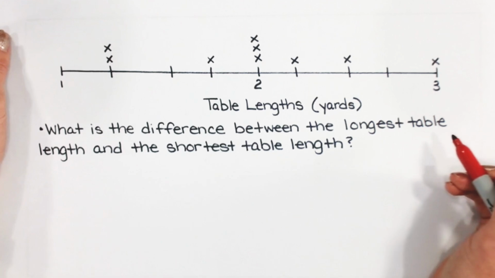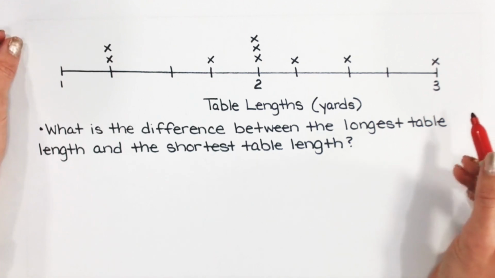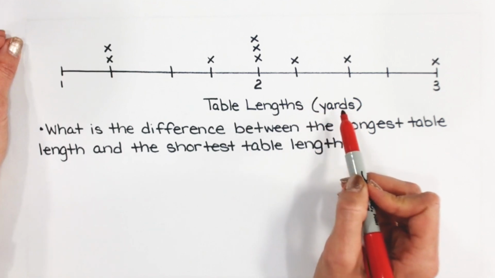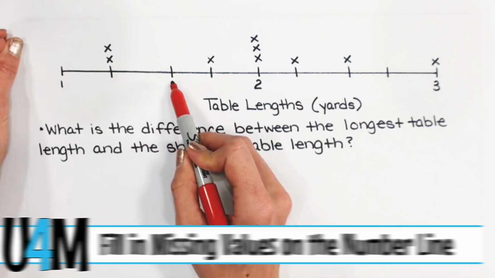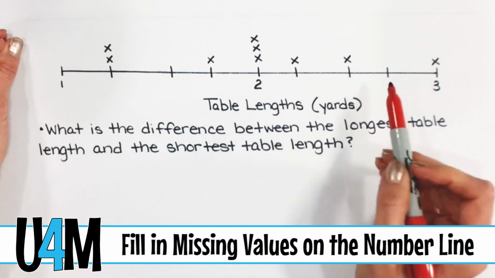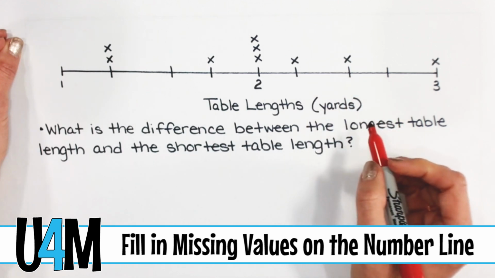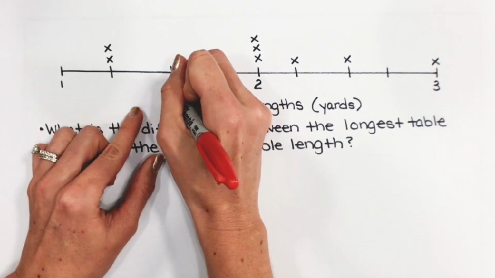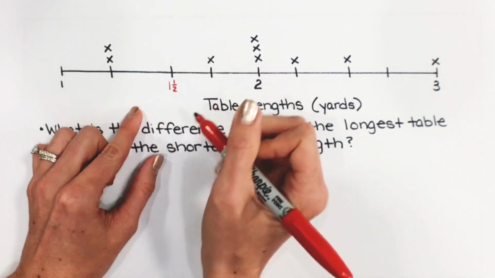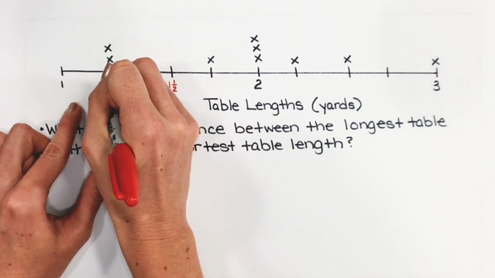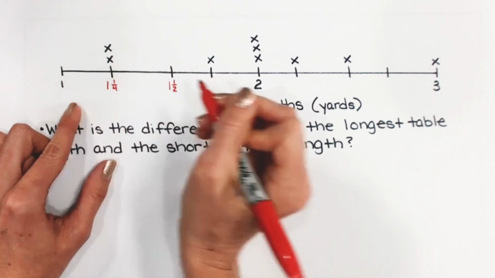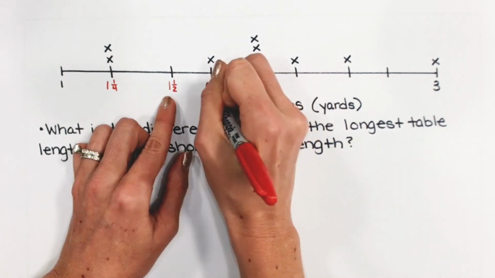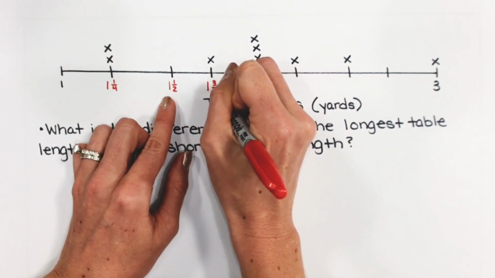So here we have a line plot that's already been created for us. This line plot shows the table lengths in yards. I always tell students, if there are missing values on the number line, go ahead and fill those in. It'll help you later. So we know that between 1 and 2 will be 1½, and between 1 and 1½ is 1 1/4. Between 1½ and 2 is 1 3/4.